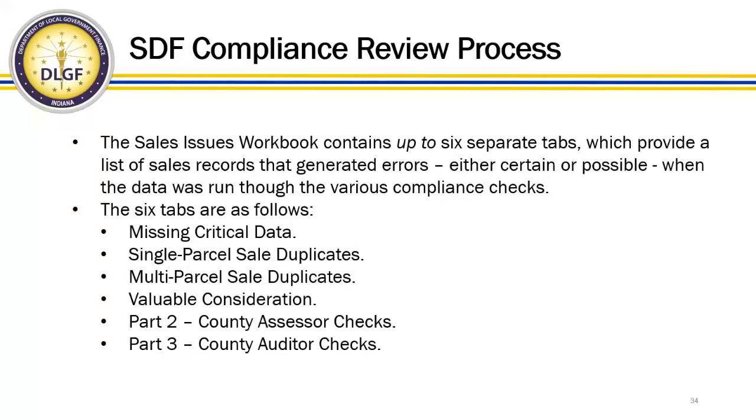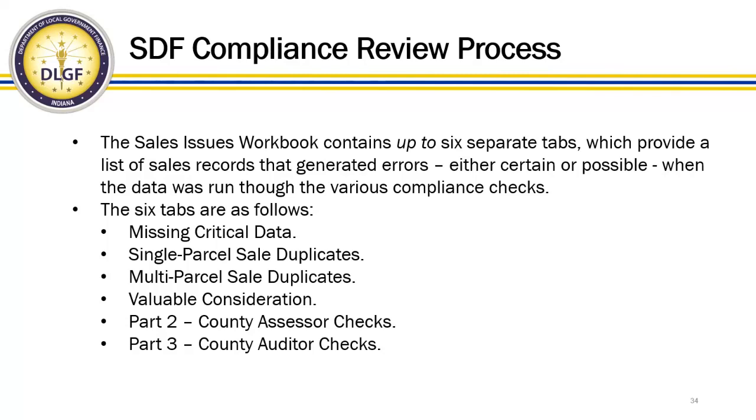All right, so I'm going to go into a little bit more detail with the sales issue workbook. That is, again, the Excel file, and it can contain up to 6 separate tabs, which provide a list of all the different sales records that generated errors, either certain or possible, when the data was run through the various compliance checks. So that's where we will list off all of the different things that seem off to us, that didn't check through our compliance process. So on this file, when you get it back from us, there are up to 6 different tabs.